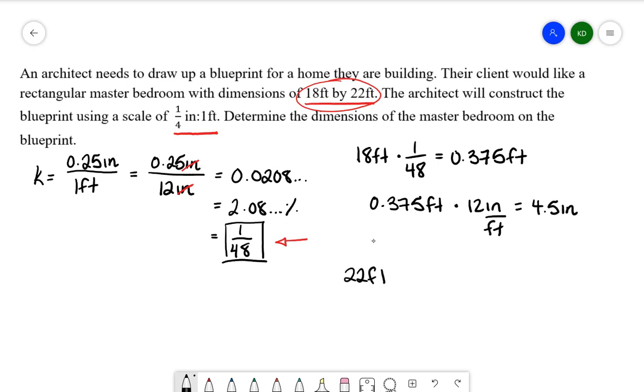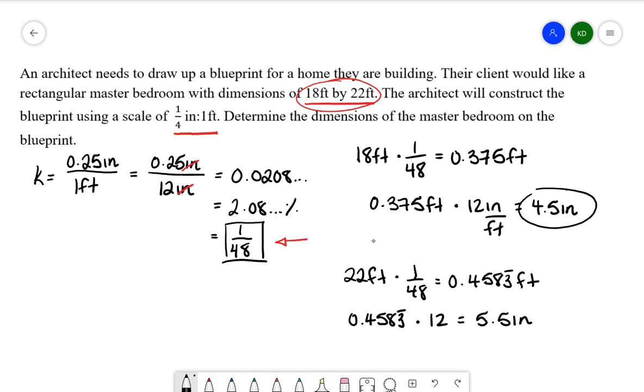Let's do that same thing for the other dimension. So the other dimension is 22 feet. I'm going to multiply by my scale factor. And what I'm going to get this time is 0.4583 repeating feet. And again, that repeating decimal isn't a really nice number, so let's turn that into inches. 0.4583 repeating multiplied by 12, we'll turn this into inches. And what I'm going to get here is exactly 5.5 inches.